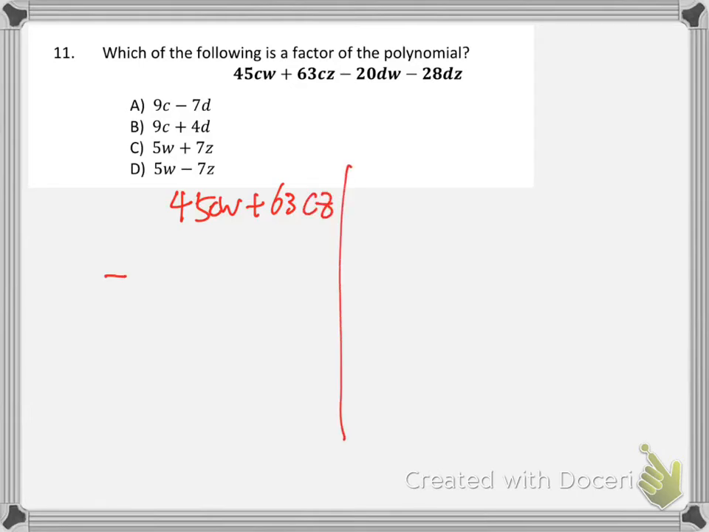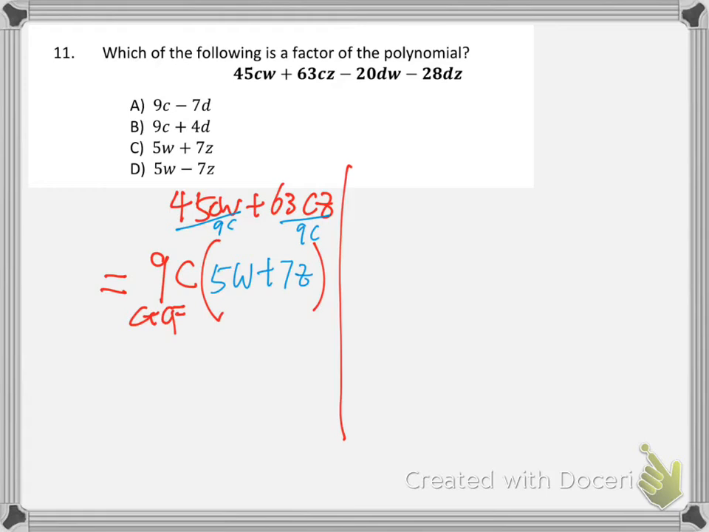First two terms, so 45 and 63, they have common factor 9. The largest common factor is 9. Okay, 3 is a common factor but too small. They have common letter c. Okay, so 9c is the first GCF. So now they divide by 9c. Got 5w here and 7z.